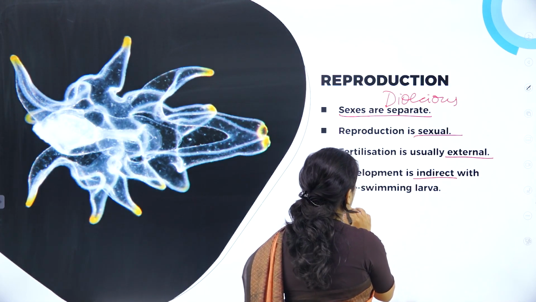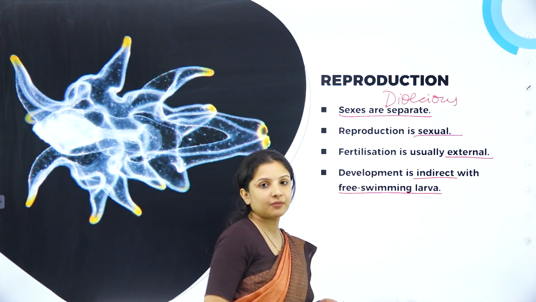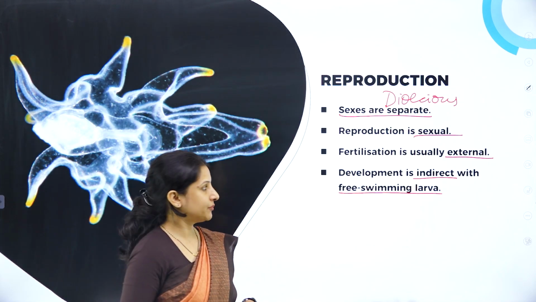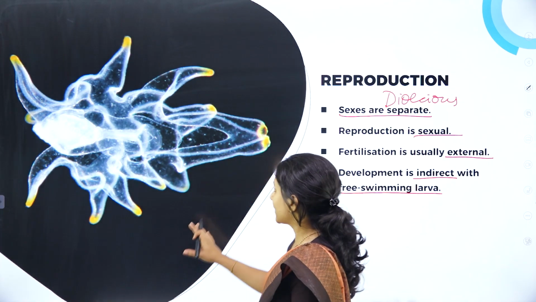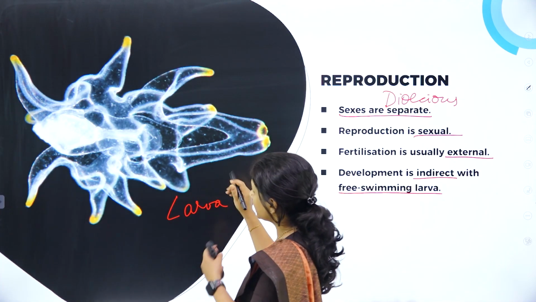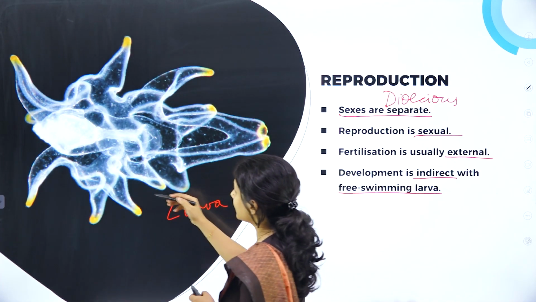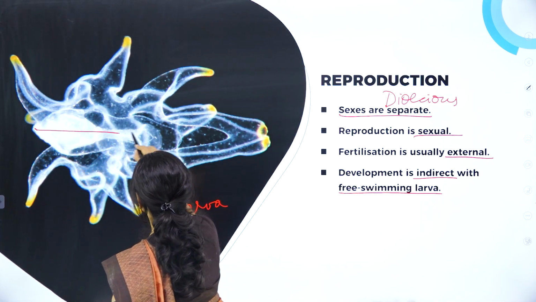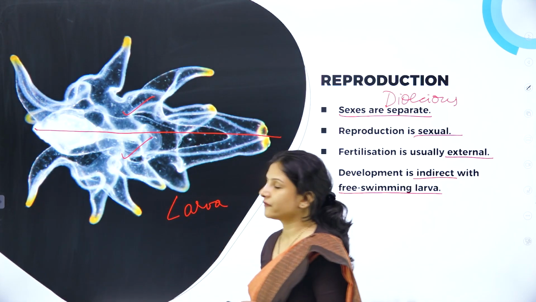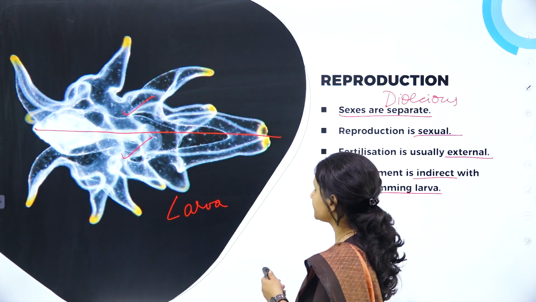As I told you, they have a larva which is capable of free swimming, and it is bilateral in symmetry. So this is the larvae. You can see how the larvae of echinoderms look like. So they don't at all look like an adult, right? And it exhibits bilateral symmetry. So if I draw a line at the center, this half looks exactly the mirror image of the other half.